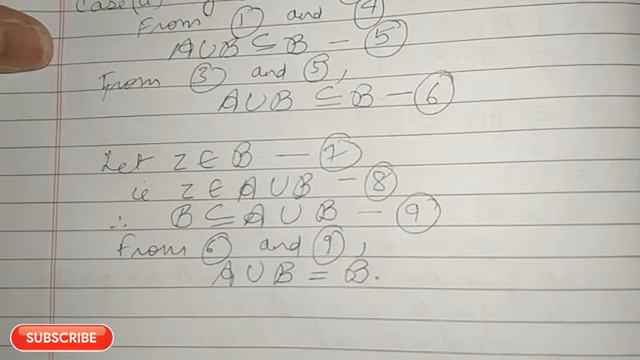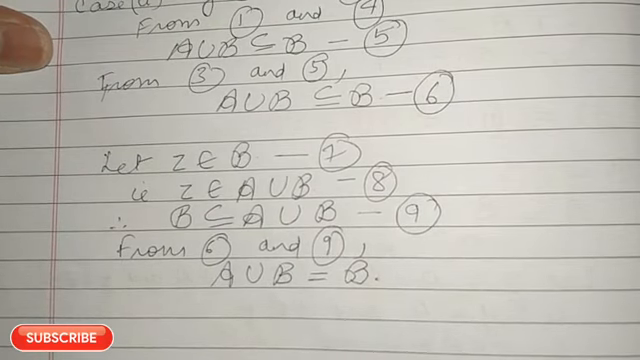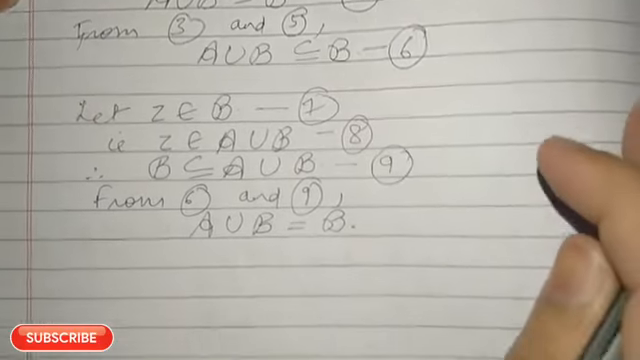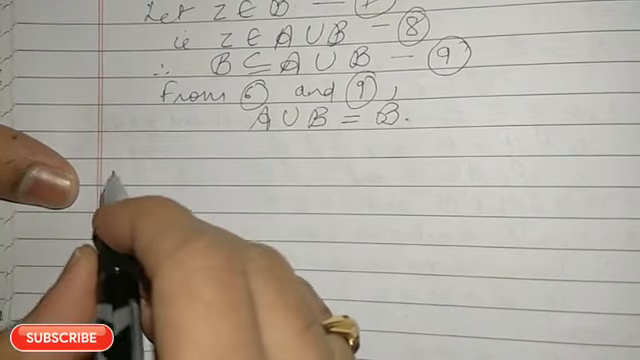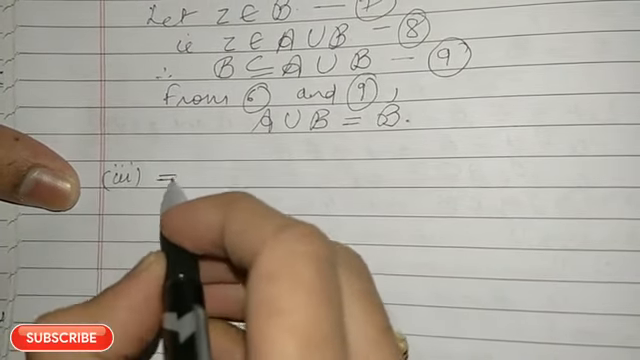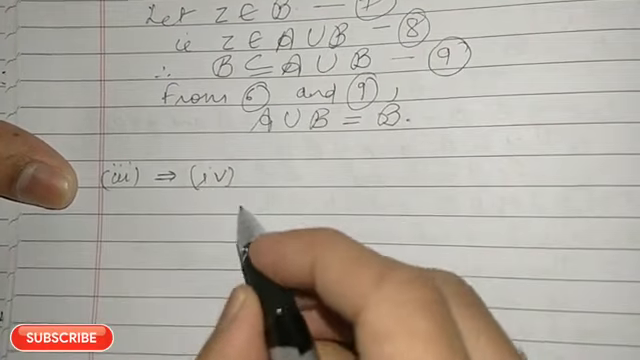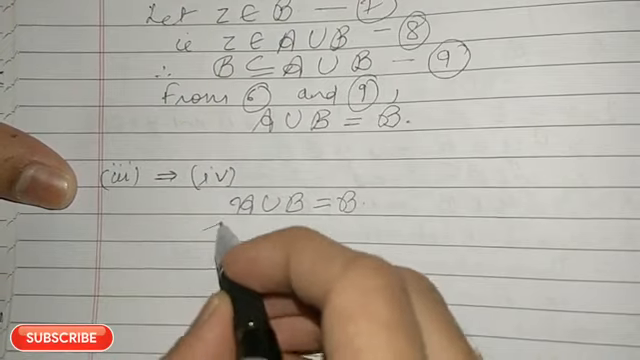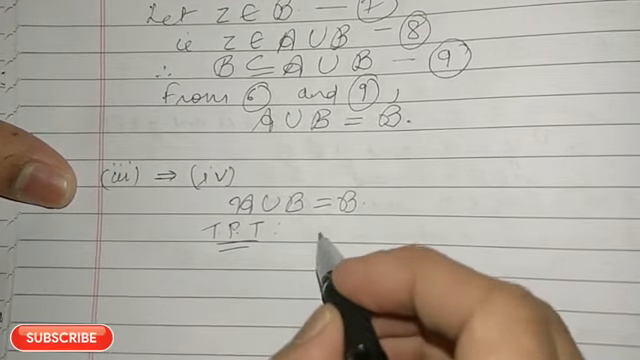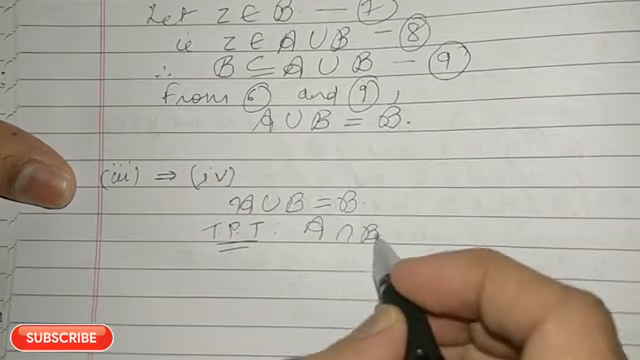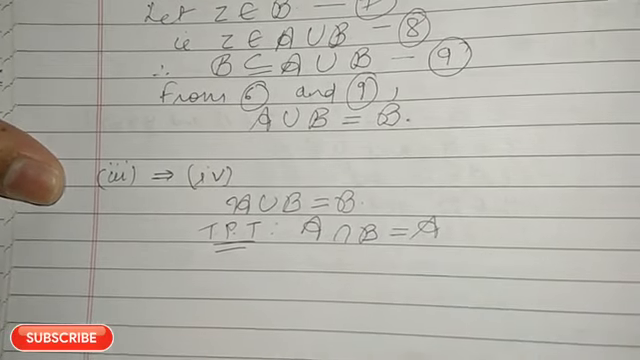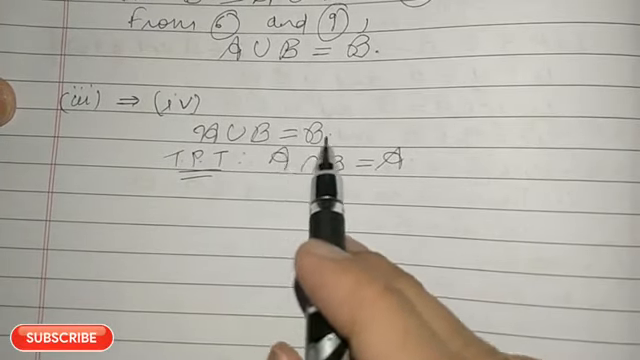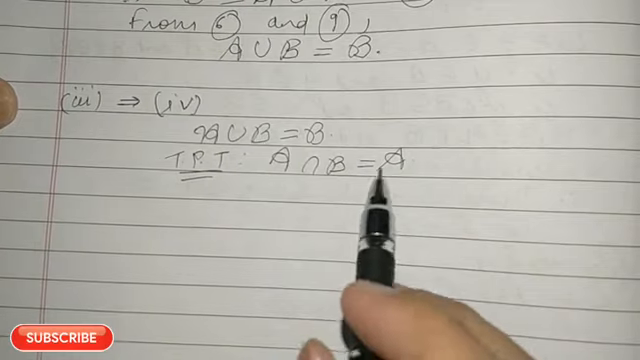Now let us go to the implication. 3 implies 4. Okay, so 3 implies 4 is what? Now the statement 3 is A union B is equal to B, right? Now we have to prove that A intersection B is equal to A. Okay, this we have to prove, right? Assuming A union B equal to B, we have to prove that A intersection B is equal to A.